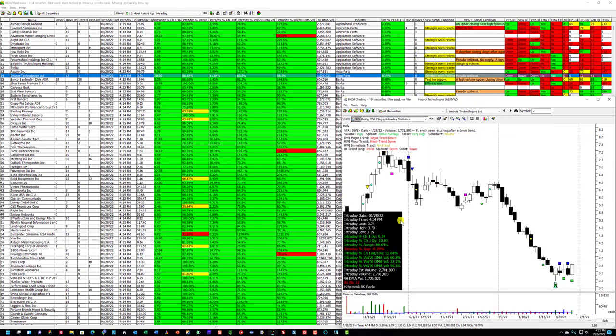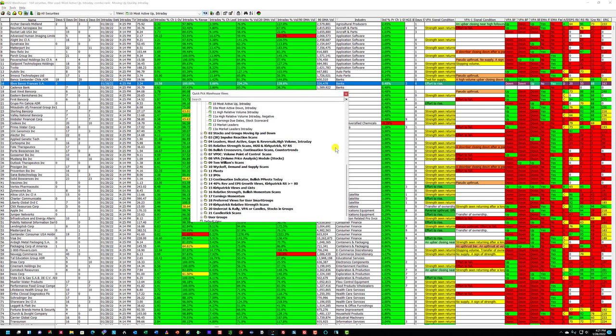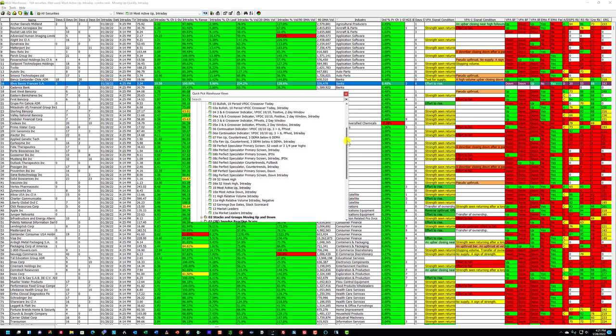Let's go to the intraday statistics here. 10% gain today, but in a downtrend. In fact, if you go through the database, you're going to find most stocks are in downtrends. Yes, we did have a big bounce today, but it may or may not follow through.